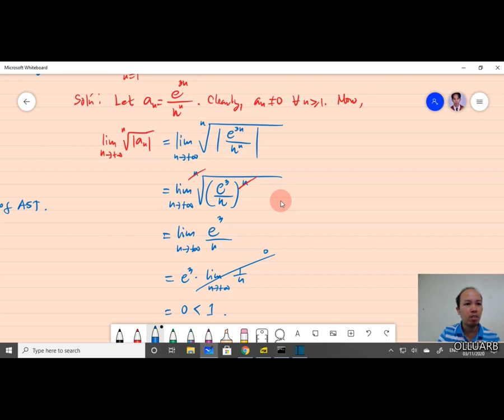Therefore, the given series is absolutely convergent. So let's put it here. Therefore, the given series, the summation of e to the 3n over n to the n, where n starts from 1 to positive infinity, is absolutely convergent.